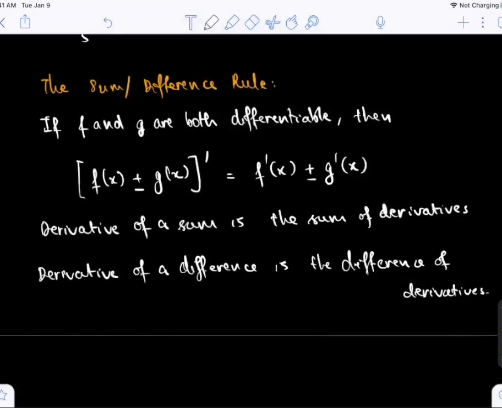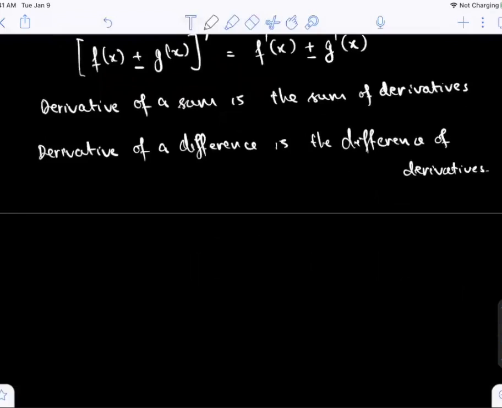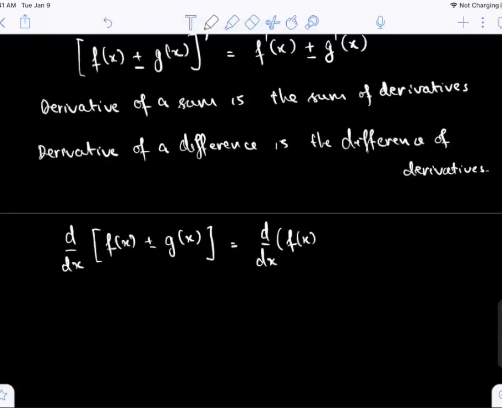Another notation that I can use is the Leibniz notation: d dx of f of x plus or minus g of x. This just means take the derivative of the sum or take the derivative of the difference. That means the derivative of the sum is the sum of the derivatives.